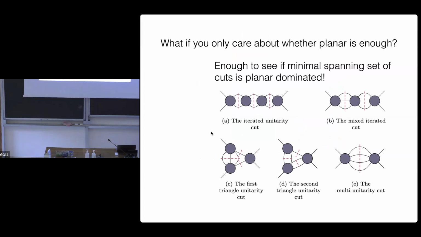So at 3 loops, you just ask yourself if all of these cuts are planar dominated, and if they are, then for any gauge theory, through 3 loops, 4 points, you can get the entire integrand from just a planar. And these are all planar dominated. And I can go through the counting with you if you want to speak about it later.